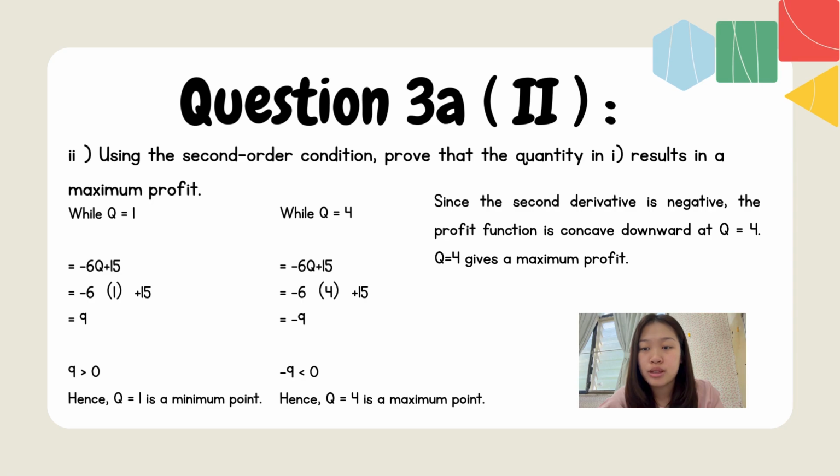While Q equal to 4, we substitute into the equation and get negative 9. Negative 9 is not greater than 0, hence Q equal to 4 is a maximum point. Since the second derivative is negative, the profit function is concave downward at Q equal to 4. Q equal to 4 gives a maximum profit.